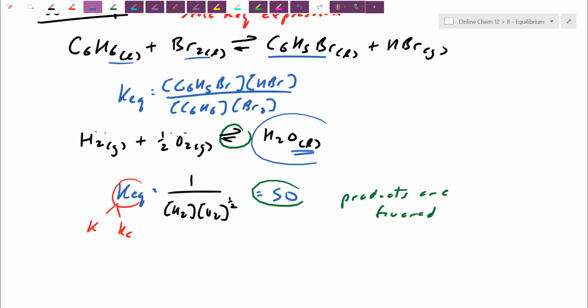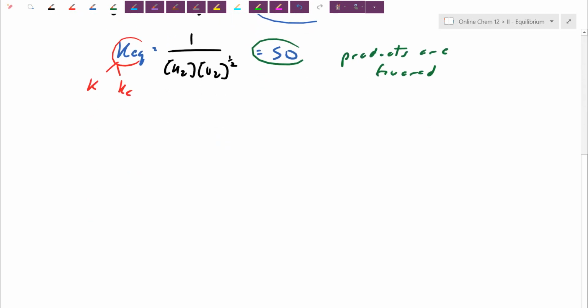Okay. So with that, it's a little bit of preface here. Let's take a look at an ICE table.